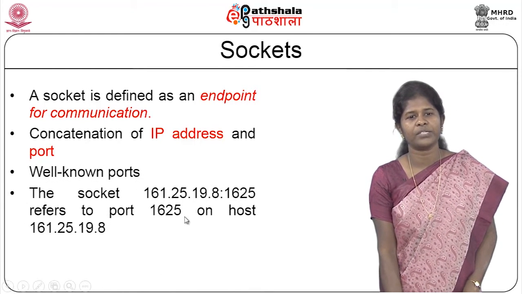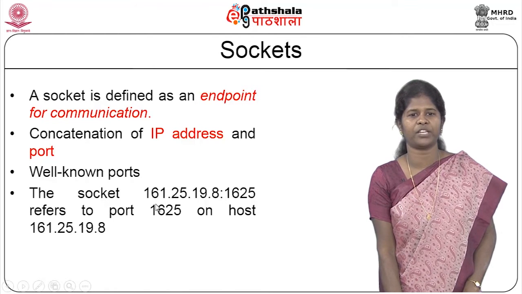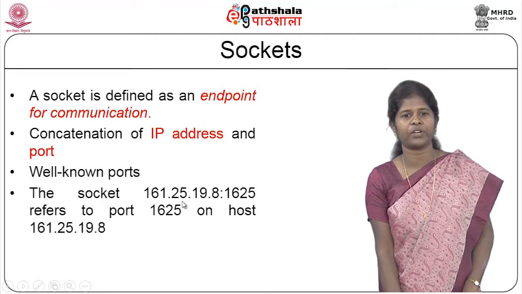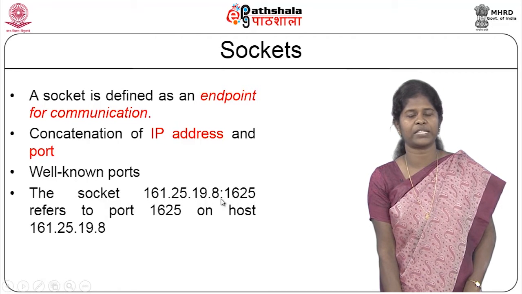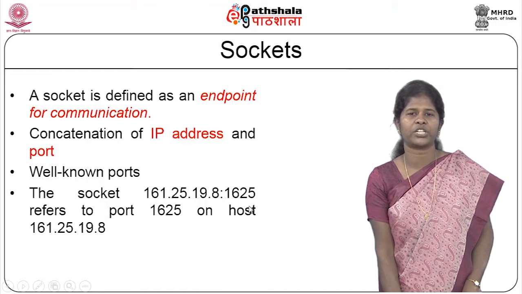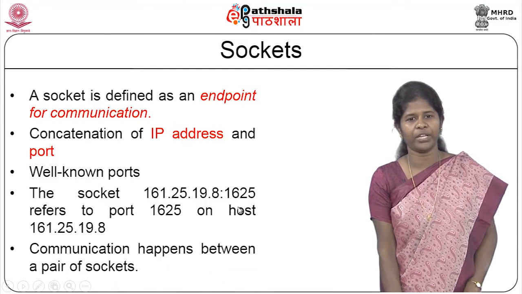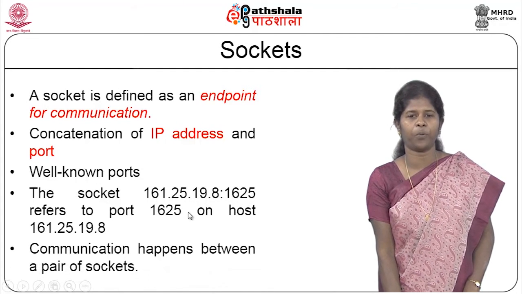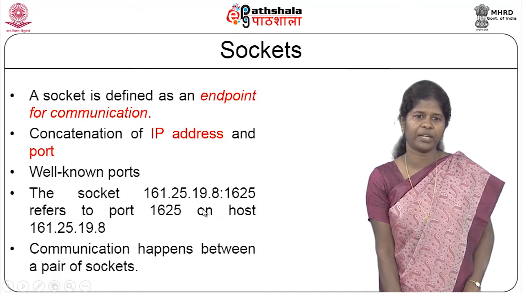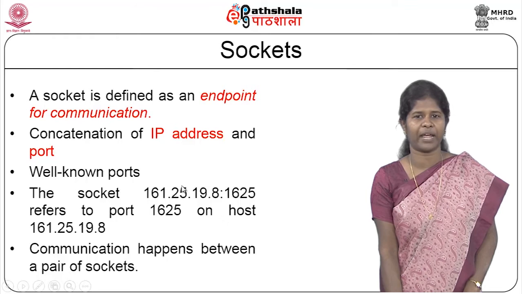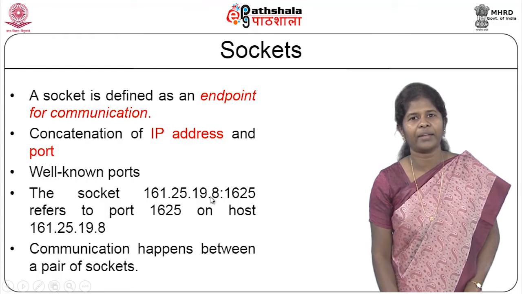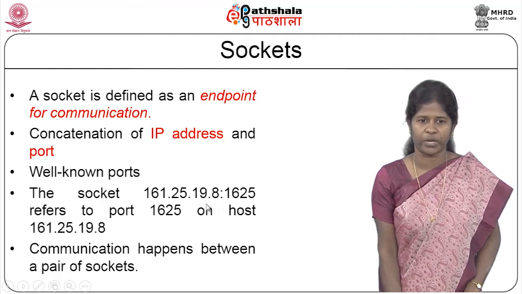And say you have a socket which is a combination of, say, 161.25.19.8 and 1625. This means that 161.25.19.8 is the IP address of one machine and 1625 is the port which runs on that particular machine. And communication happens between this port on this machine, and very similarly the other machine will also have a similar IP address and a port number, and communication will happen between these two sockets.